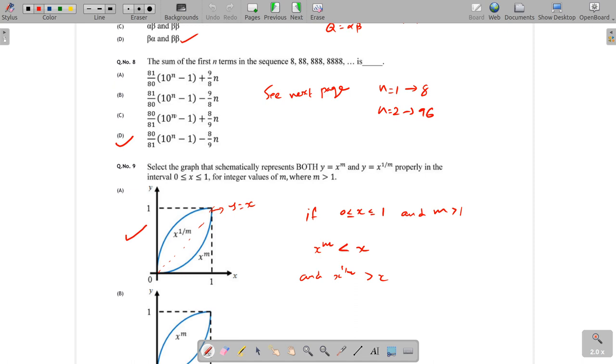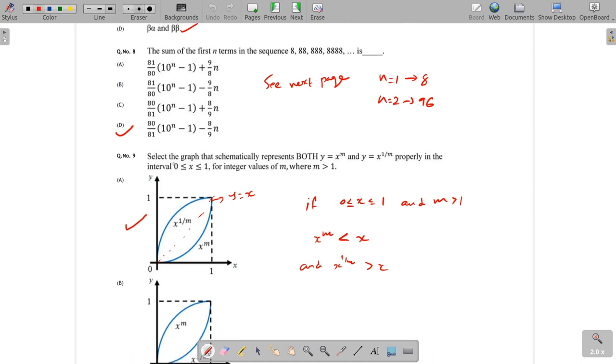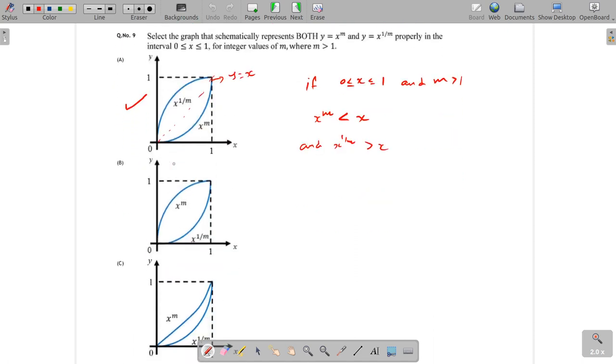Question number 9 now. Moving on to the next problem. Select the graph that schematically represents both y equal to x raised to m and y equal to x raised to 1 by m properly in the interval 0 less than x less than 1, for integer values of m where m is greater than 1. So the interval actually has the property that it's 0 less than x less than 1.